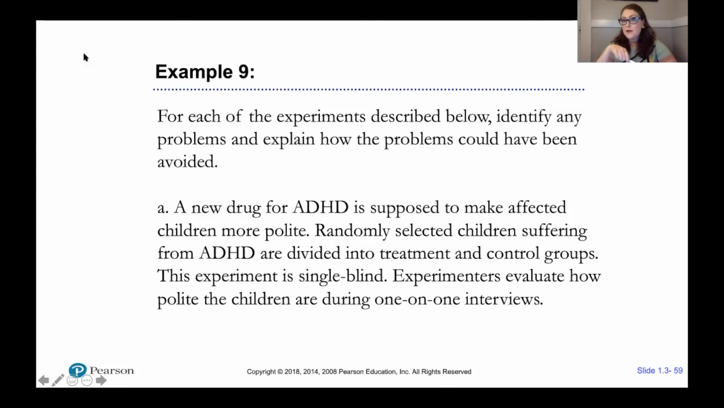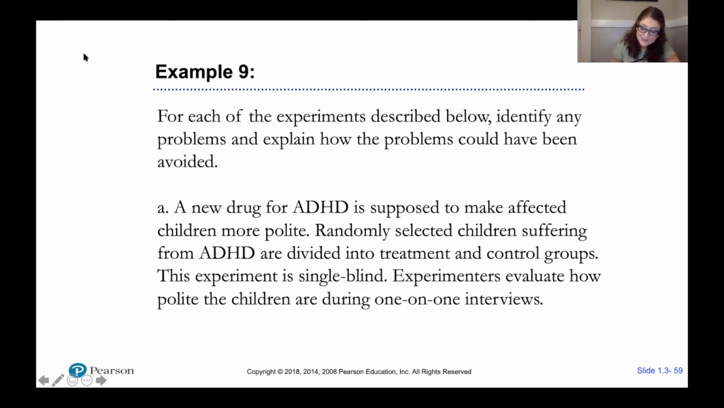So for each of the experiments described below, let's identify the problem and explain how the problems could have been avoided. A new drug for ADHD is supposed to make affected children more polite. Randomly selected children suffering from ADHD are divided into treatment and control groups. This experiment is single-blind, and experimenters evaluate how polite the children are during one-on-one videos. So what's the problem here?